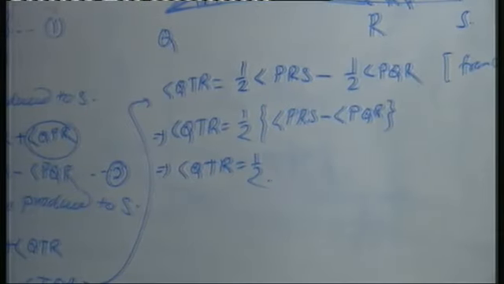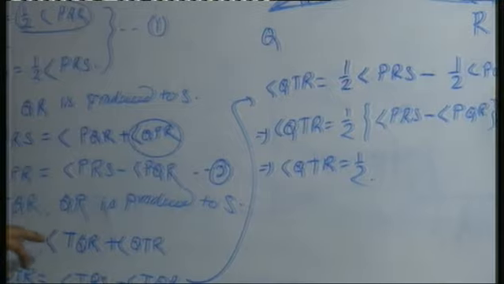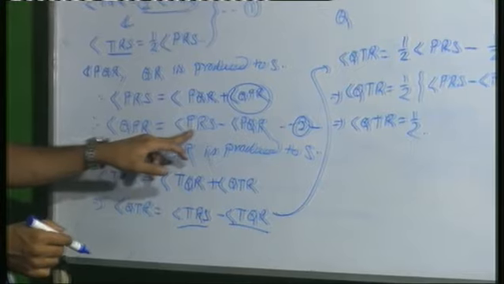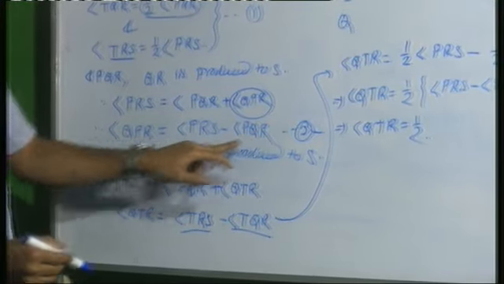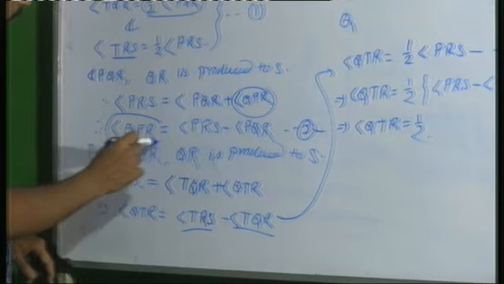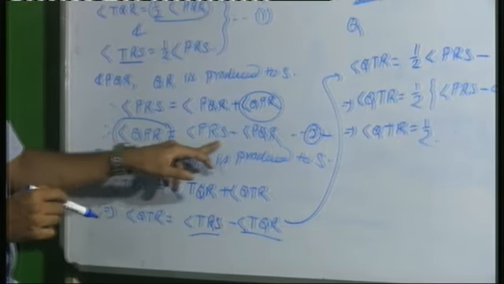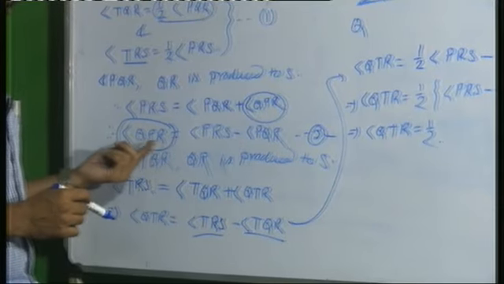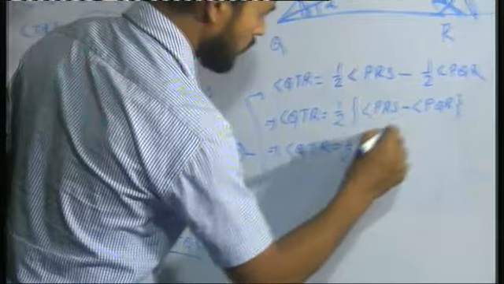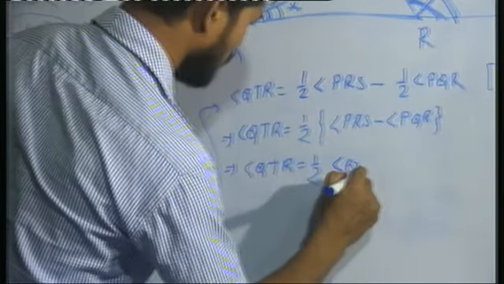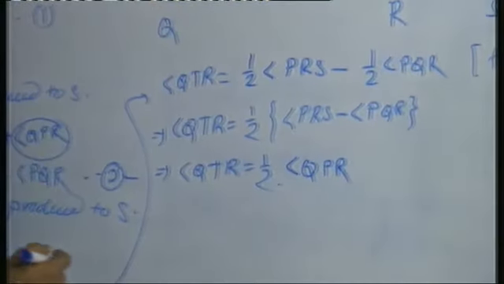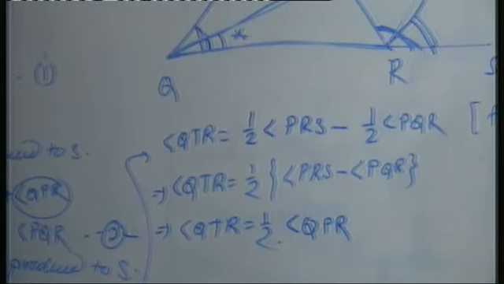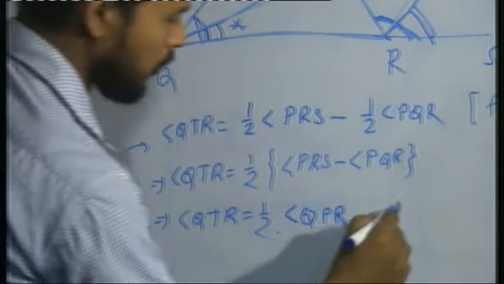Now look, using equation number 2, angle PRS minus angle PQR is equal to angle QPR. So in place of that we can replace it by QPR. So angle QTR is equal to half of angle QPR, and hence proved.